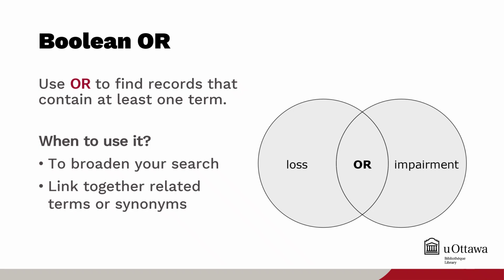The Boolean OR is used to find documents where at least one of your listed terms appears. In this example, I'd like to find documents where either the term loss or impairment has been used. Use OR to broaden your search and group together your related terms or synonyms.